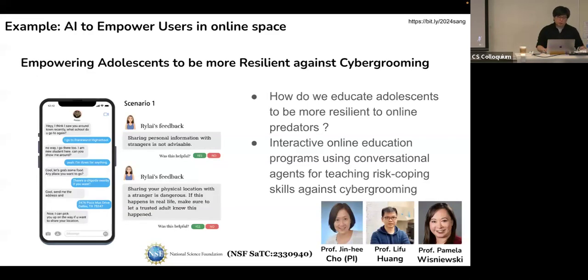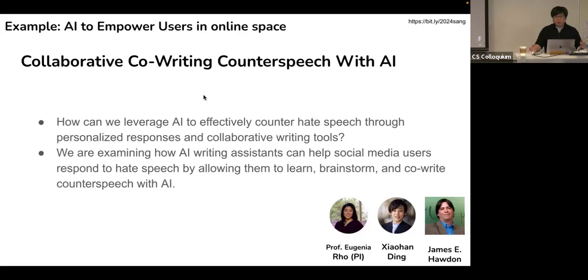We're working with NLP researchers and domain experts. The last project is collaborative co-writing conversation with AI. When you encounter hate speech in a video, we can encourage people to write a counter speech. But people may not know how to write one, so we are using ChatGPT and LLMs to help social media users, if they're willing, respond to hate speech. They can set the tone and get ideas, but it's not something that does it automatically. It suggests a few things, like a simplistic tone or a human tone, and they can understand the consequences of each tone and have agency in how to write their response.